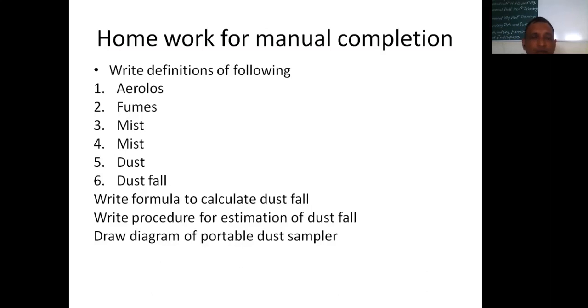Now, what is the homework for manual completion? Write the definitions of the following. That is, first is aerosols, fumes, mist, then dust and dust fall. Again, you have to write the formula to calculate the dust fall, and write the procedure for the estimation of dust fall, and at the last, try to draw the diagram of this portable dust sampler.